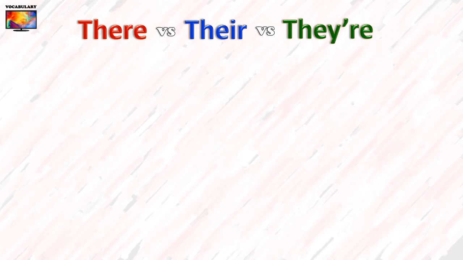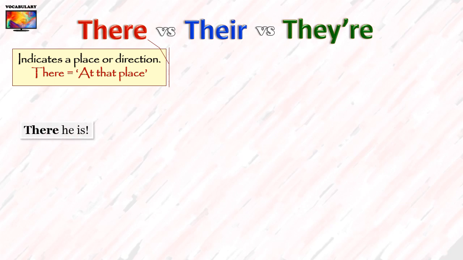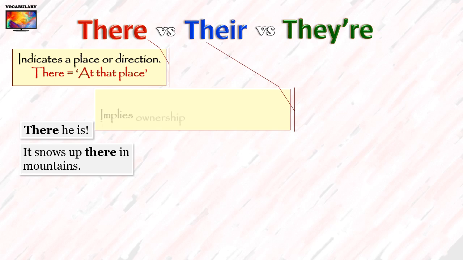The first word, there, is used to indicate a place or direction. There means at that place, and it is easy to remember because if you remove the T in there, you get here, which is another word indicating place or direction. I hope that helps. Examples are, there he is, meaning he is at that place. It snows up there in the mountains. There indicates a direction.